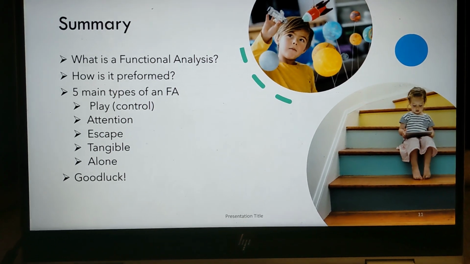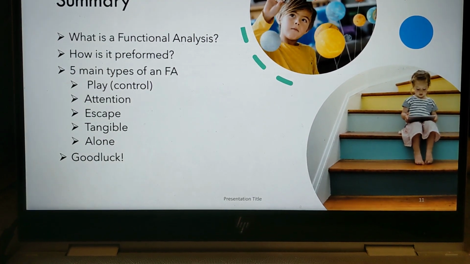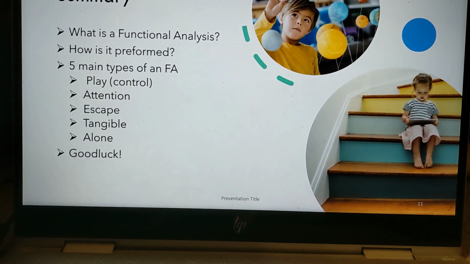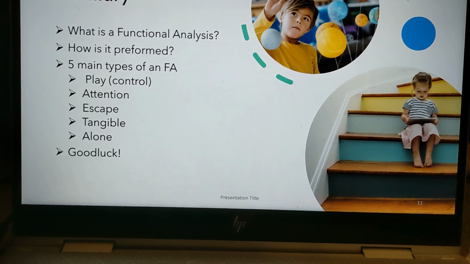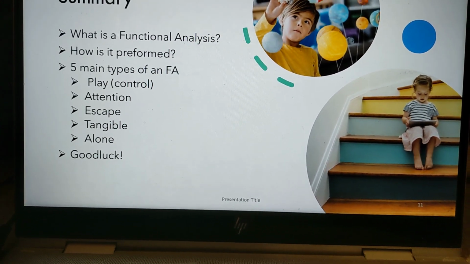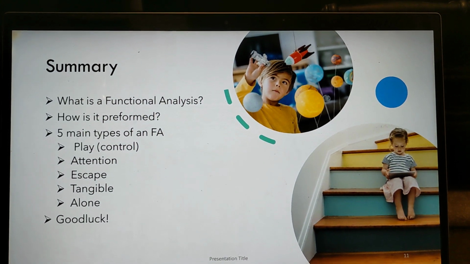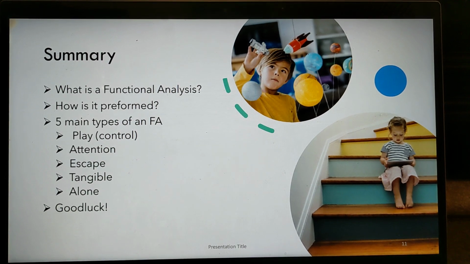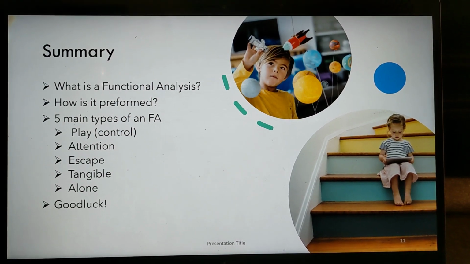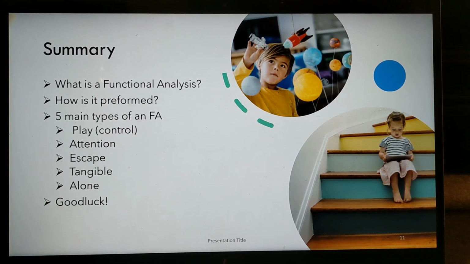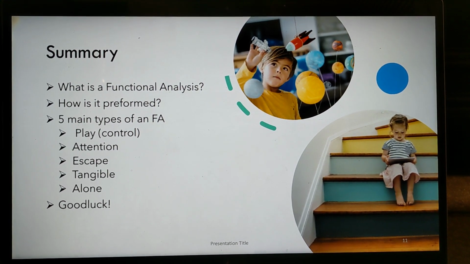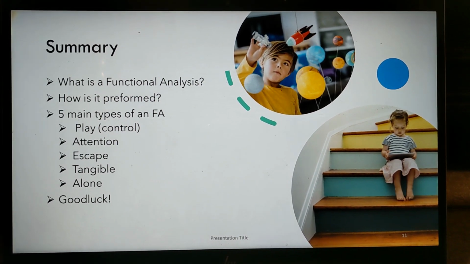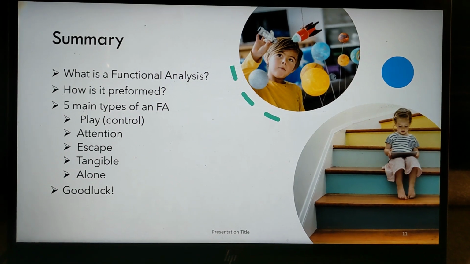There are 5 different ways in which we try to implement this, and they are play or control, attention, escape, tangible, and alone. Remember, each one of these conditions will have specific antecedent conditions or MOs that will be geared to each of your individual clients, and the consequences that go along with the antecedents can first be presented in the same fashion, and then you can tweak them and gear them towards your client and which way works actually best for them.